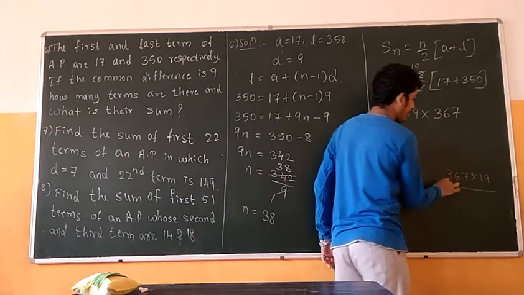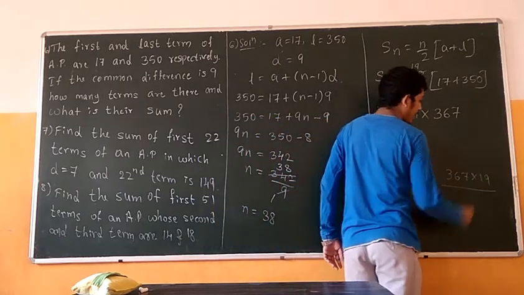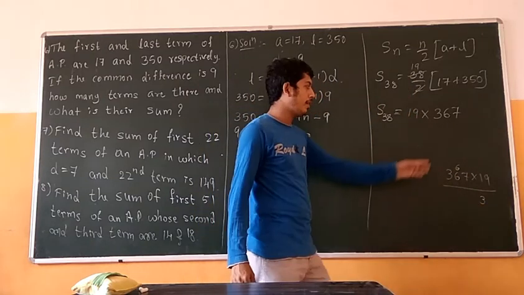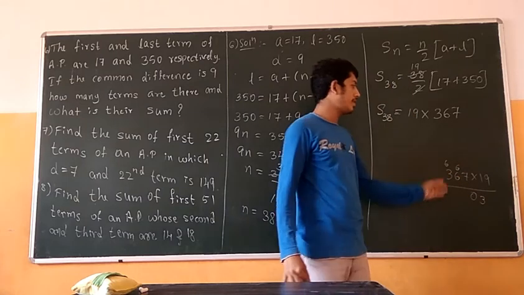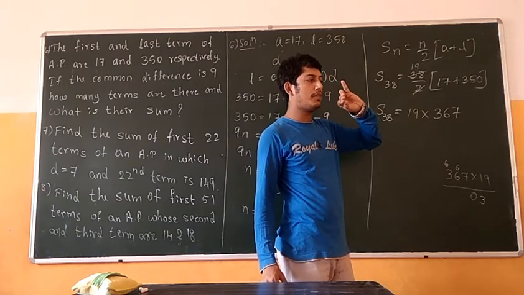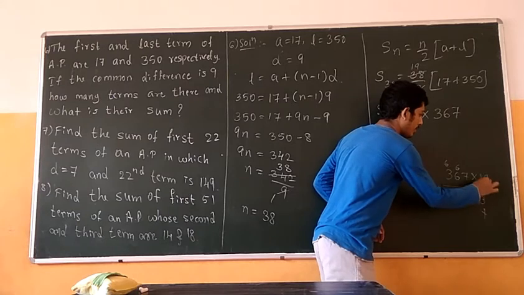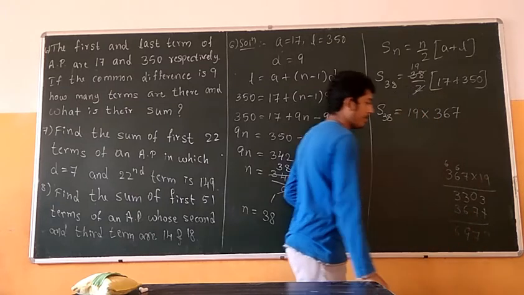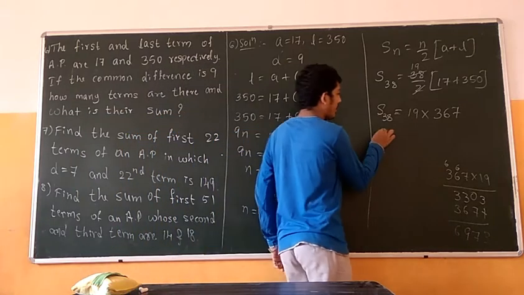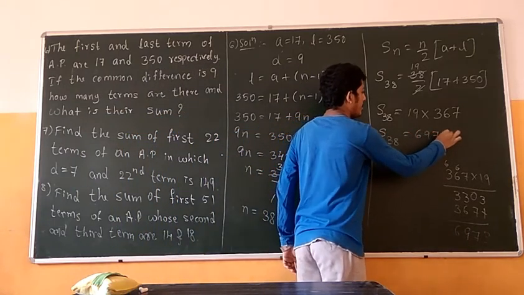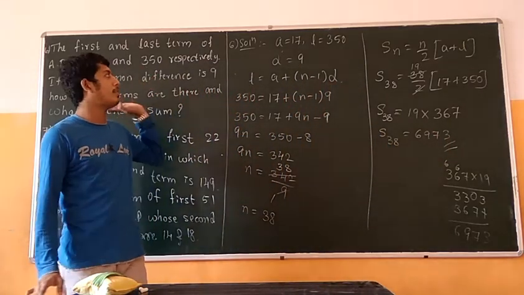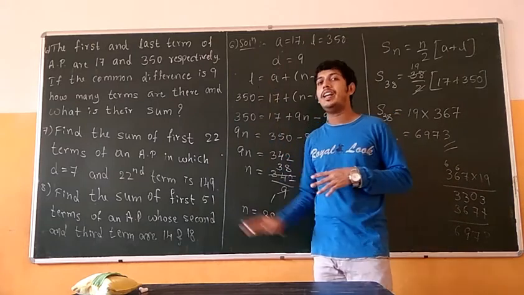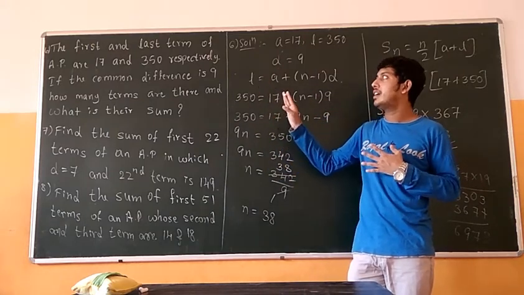367 into 19. 7 nines are 63. 6 nines are 54 plus 6 is 60. 3 nines are 27 plus 6 is 33. Adding 1 seven is 7, 6, 3, 3, 7, 9, 6. So the answer is 6973. Therefore S38 equals 6973, that means the sum of 38 terms of this arithmetic progression series is 6973. In this problem they give the values of a, L and d.